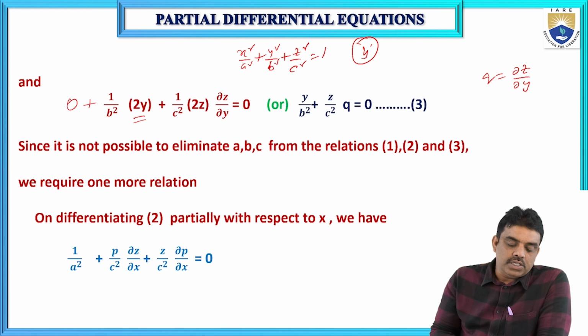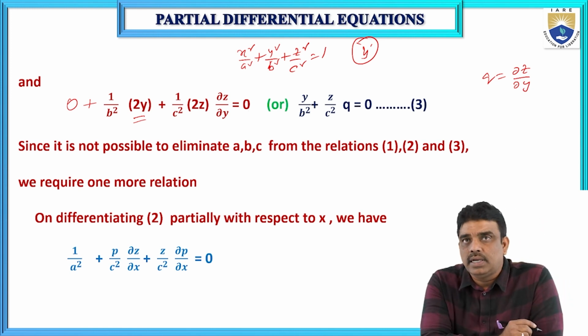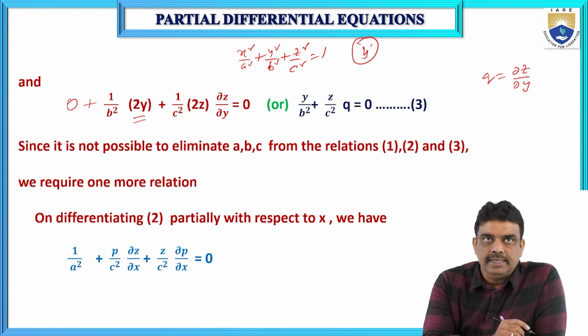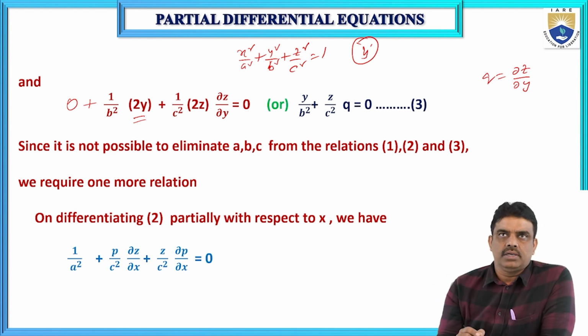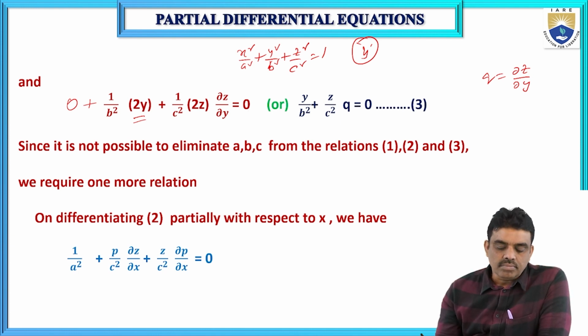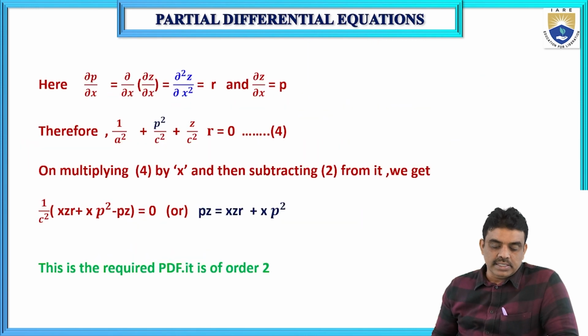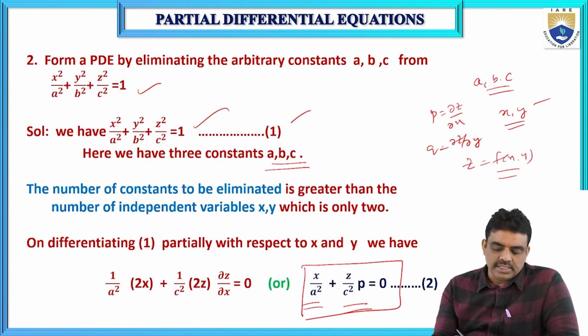Now from equations 2, 3 and 1, it is not possible to eliminate the constants A, B, C. We require one more relation. That means you can differentiate equation 2 or equation 3 with respect to x or y. Now I would like to differentiate equation 2. What is equation 2? I will show that. Equation 2 is this.